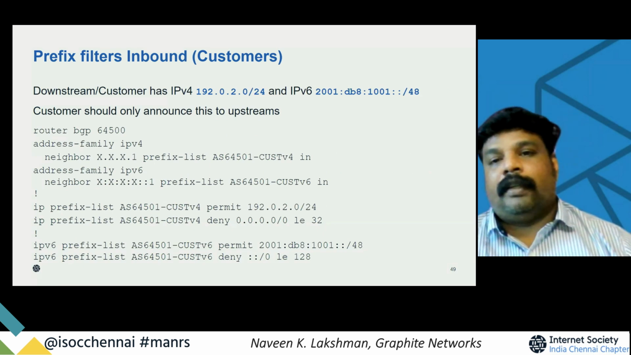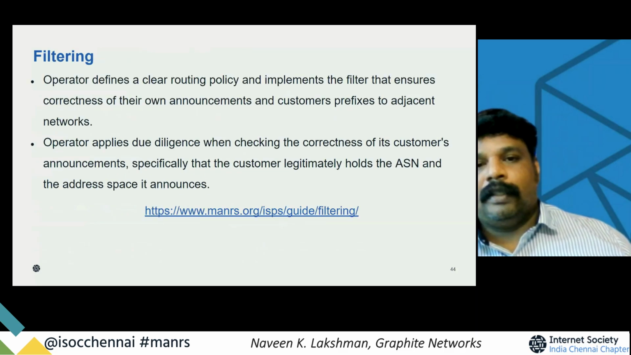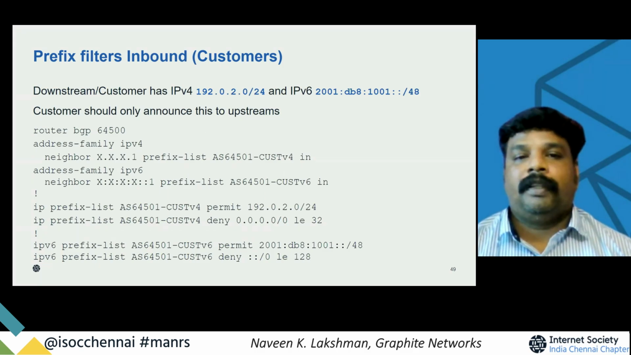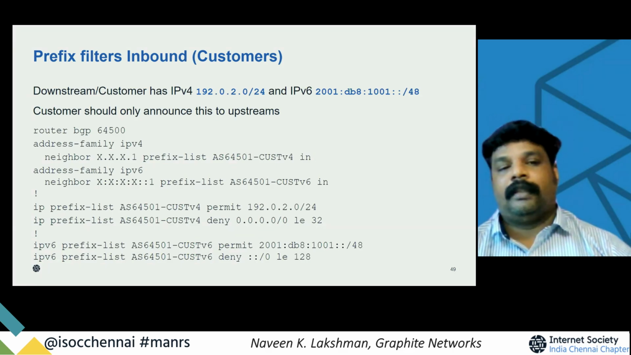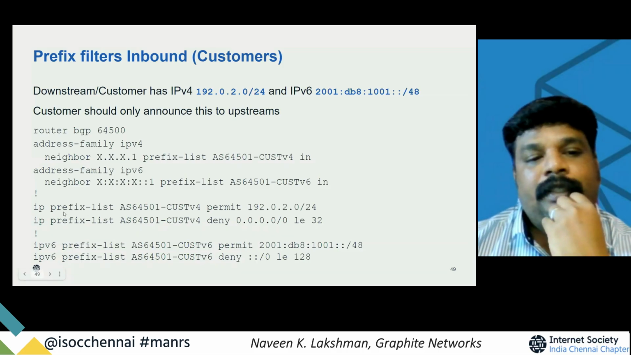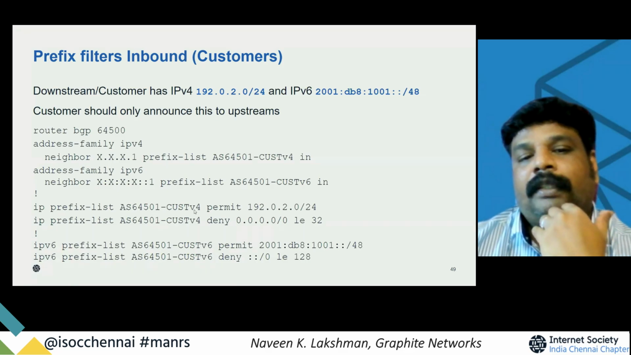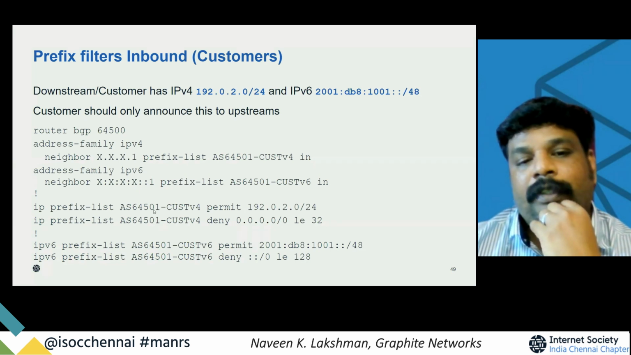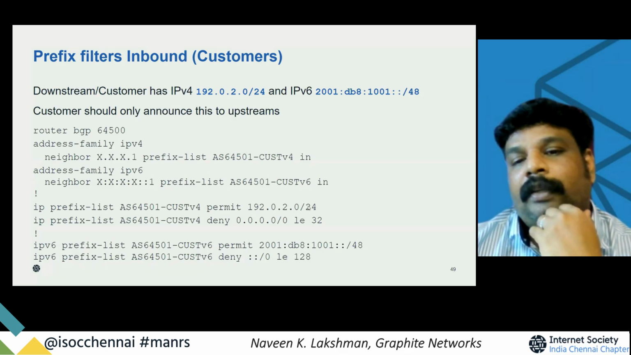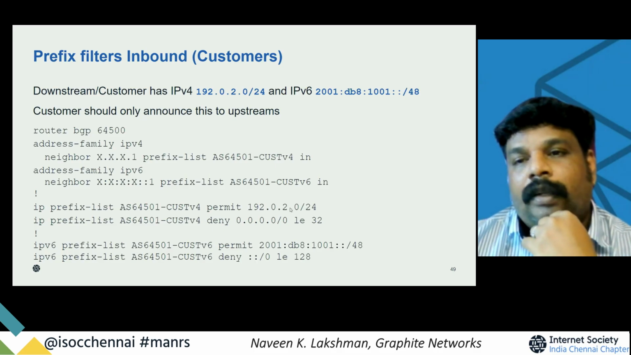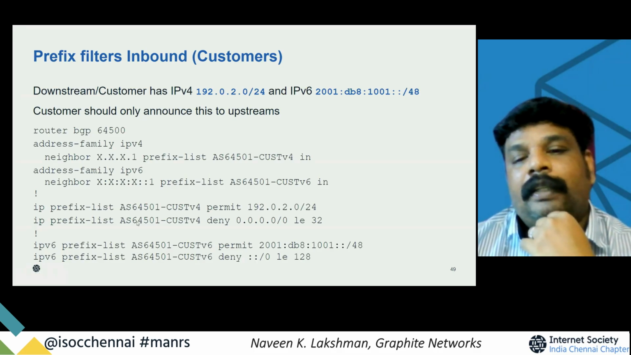So the inbound filter, for this particular example, that is customer one, the one on the left. Customer 64501, the downstream customer, has the prefixes 192.0.2.0/24 and 1001::48. So there are two prefixes. First, you create a prefix list, with the syntax ip prefix-list and the name of the prefix list. In this particular case, I use the AS number-customer-V4, so I can understand it's a V4 prefix list for this particular customer. Then I use the permit statement and match the particular prefix which I want to allow or accept. I put the prefix over here and the length of the prefix, and I deny the rest of the prefixes.